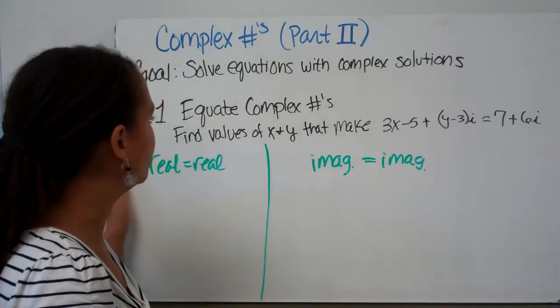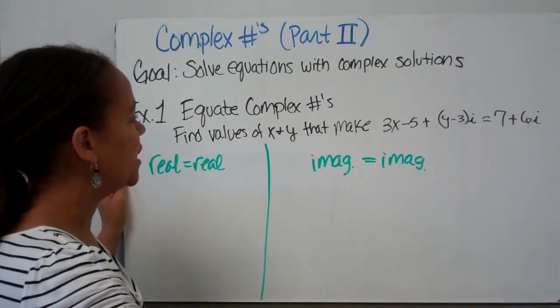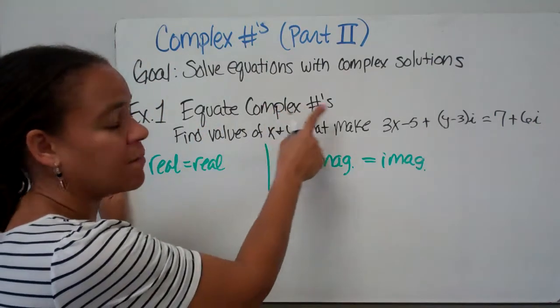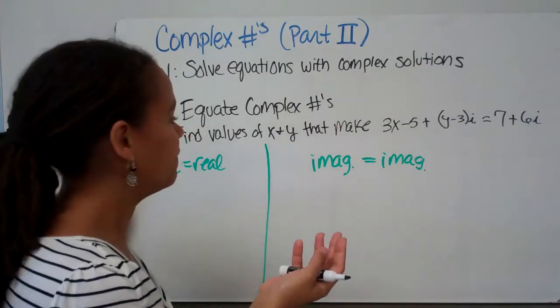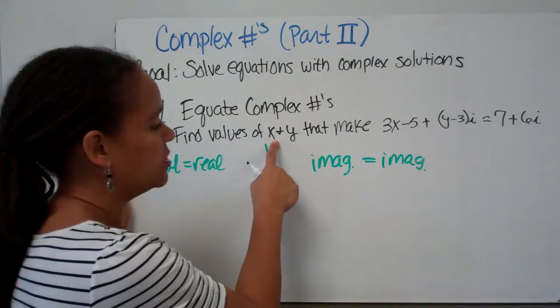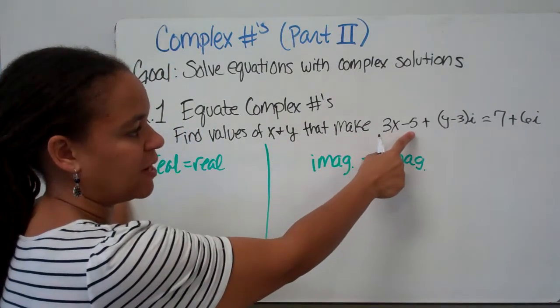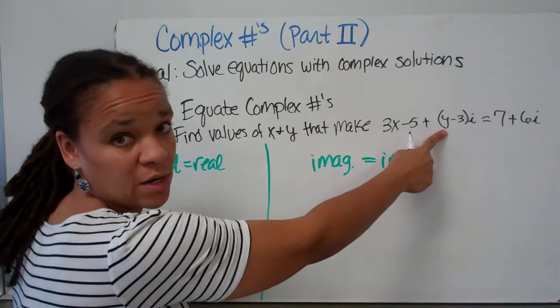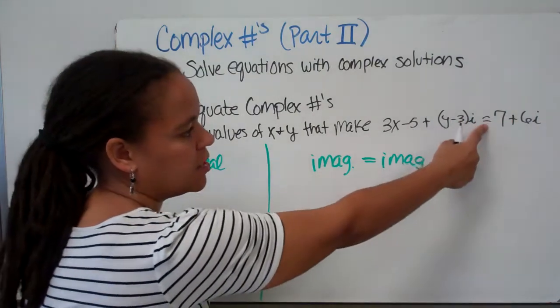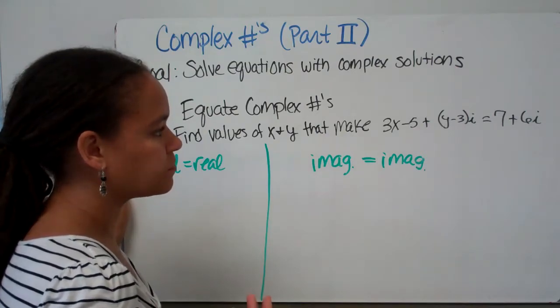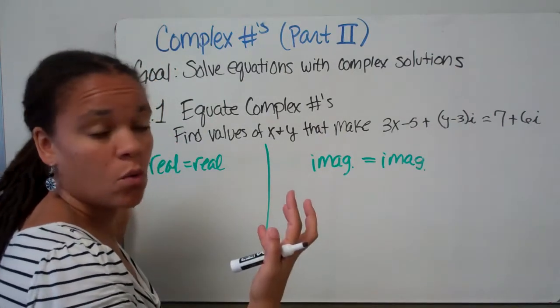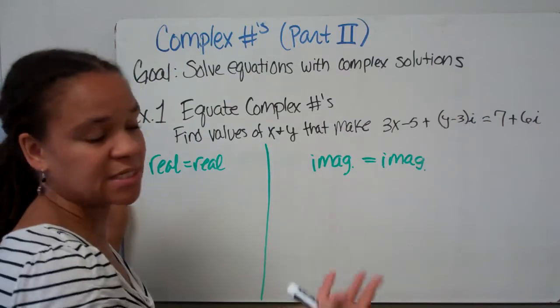and an imaginary part. Example 1 is we're going to equate complex numbers, so set them equal to each other. When you would do this is if you saw something such as find the values of x and y that make 3x minus 5 plus the quantity y minus 3i equal to 7 plus 6i. So we want to figure out what values of x and y would make these statements true.